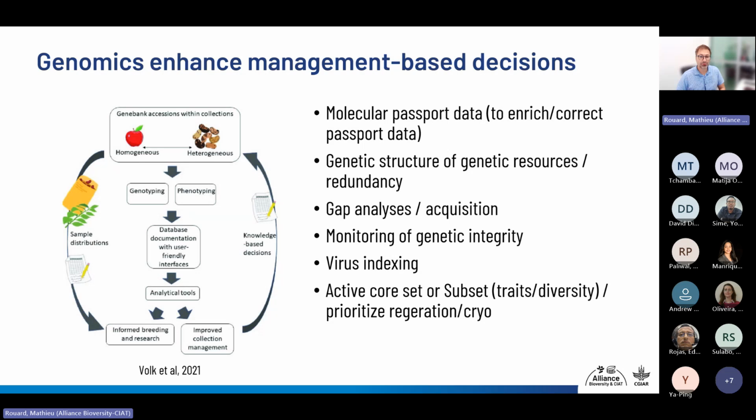Genomics can also be used for virus indexing as well. There are some techniques that use this information to look for viruses or pathogens in the accessions. And it's also a key way to make a subset or core set in the collection. So this has been described in different publications. I just put this one that I found very interesting on the slide for the management of the GenBank.